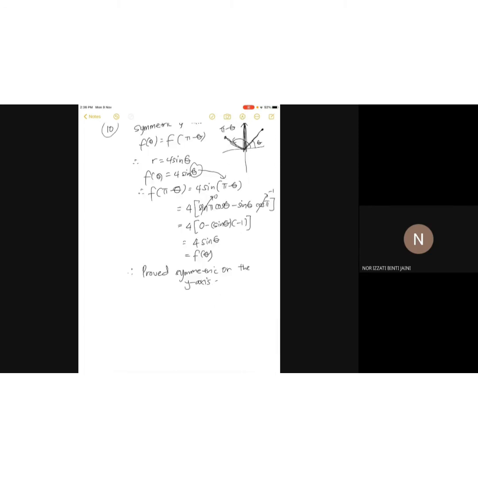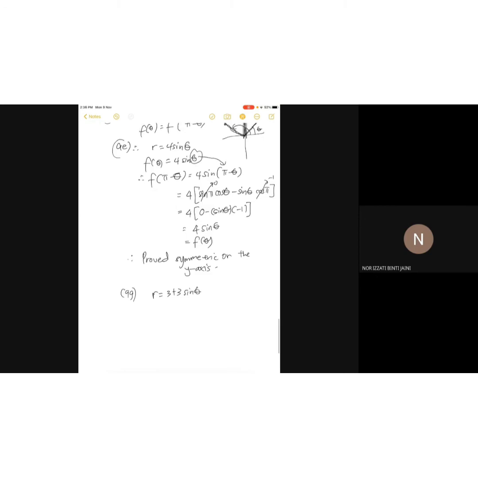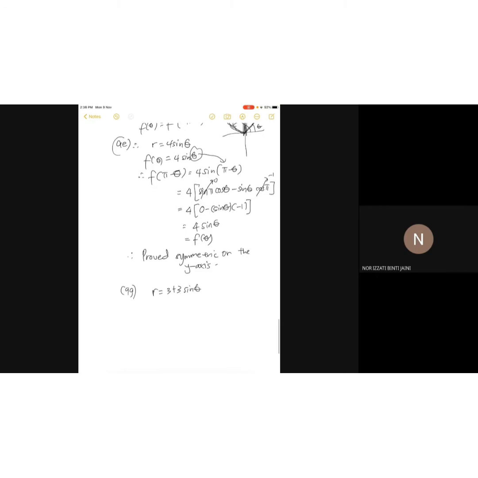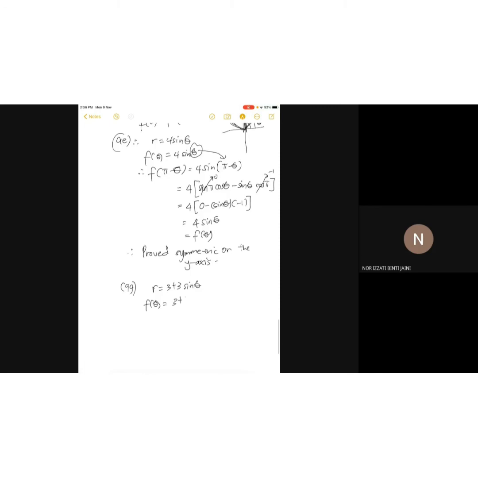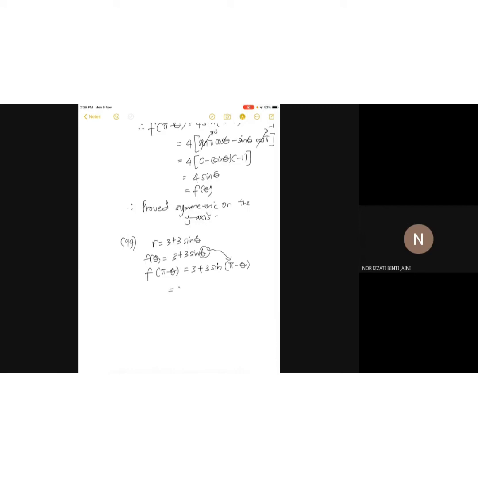Okay, this is the 9e. And then the other one, dia suruh proof juga 9g. The 9g equation dia adalah r equals to 3 plus 3 sin theta. So sama jugalah ni sebab dia sin. So if this is f theta kita, then pi tolak theta kita akan jadi 3 tambah 3 sin pi tolak theta. Okay, whichever yang ada theta tak tukar kepada pi tolak theta. So guna balik formula ke atas tu tadi.